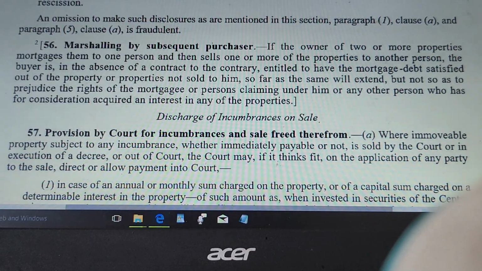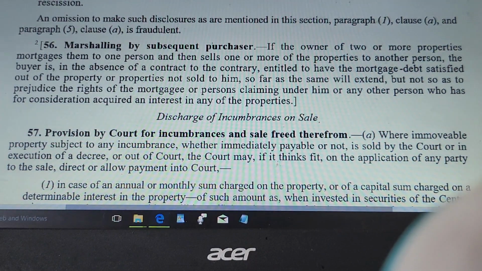56. Marshalling by subsequent purchaser. If the owner of two or more properties mortgages them to one person and then sells one or more of the properties to another person, the buyer is, in the absence of a contract to the contrary, entitled to have the mortgage debt satisfied out of the property or properties not sold to him, so far as the same will extend, but not so as to prejudice the rights of the mortgagee or persons claiming under him, or any other person who has for consideration acquired an interest in any of the properties.